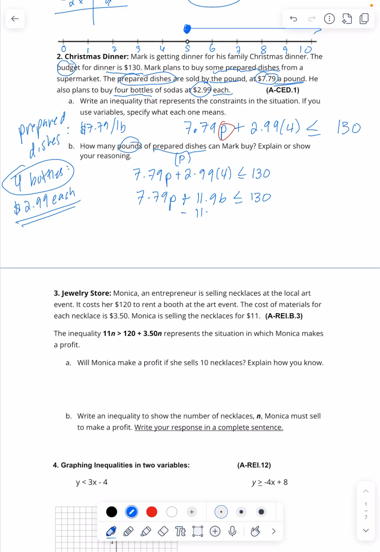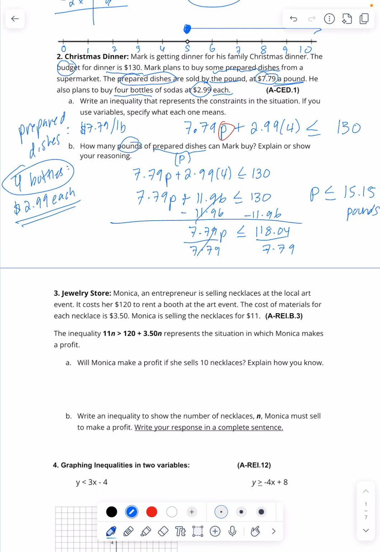So subtract 1196 from both sides. We get 779p is less than or equal to 118.04. Divide both sides by 779. And that's going to tell us that P has to be less than or equal to, let me just divide this by 779, and we get that P has to be less than or equal to 15.15 pounds.